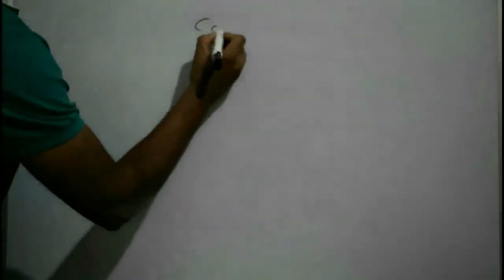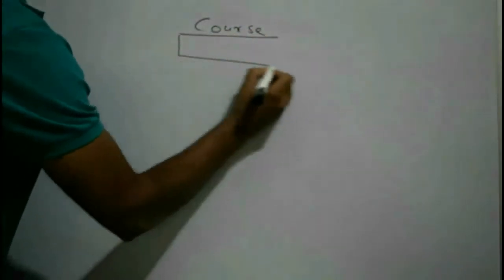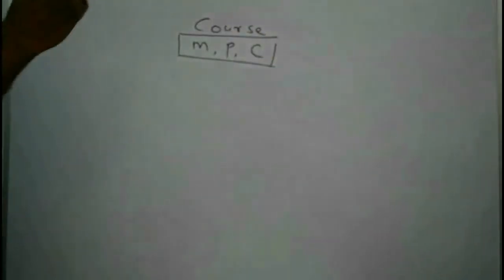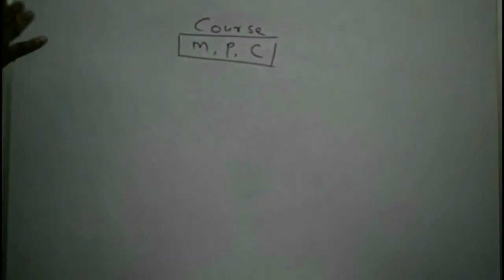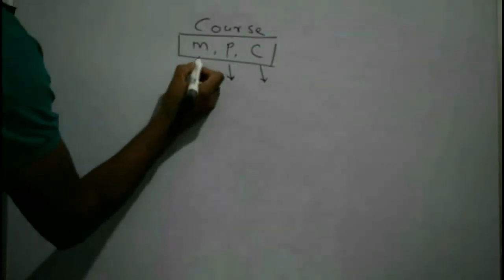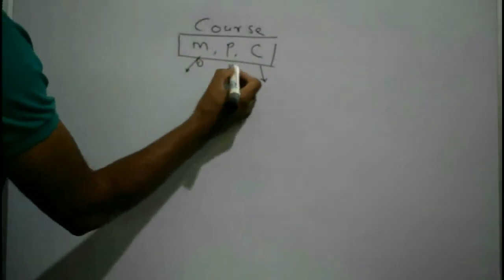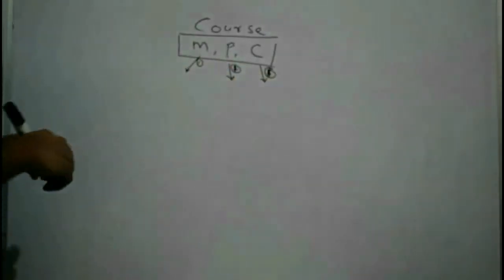Suppose now I'll take again a course. Okay, a course consists of 3 subjects. A student has to take maths as well as physics as well as chemistry. So a course consists of 3 subjects: maths, physics and chemistry, that is MPC. The student has to select one subject from each of these, maths, physics and chemistry. One subject he has to select.